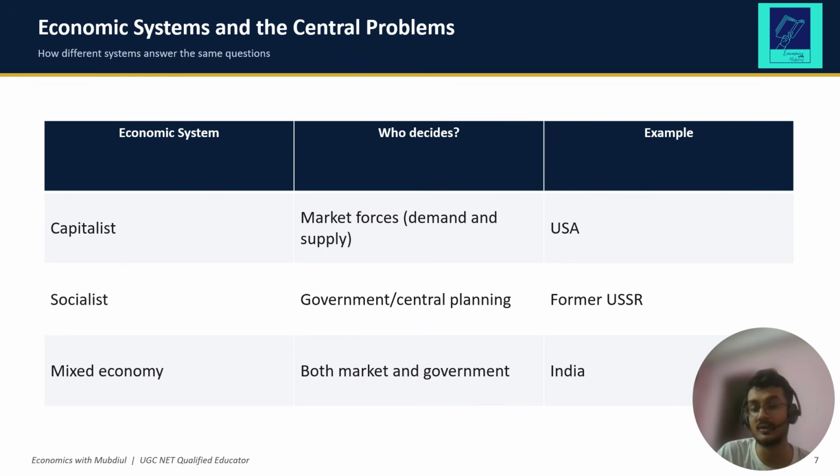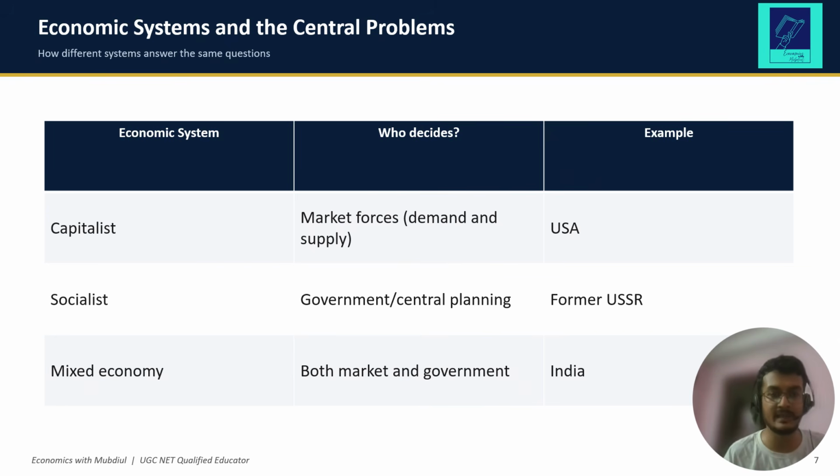Now we have studied all the three central problems, but here is another important question. Who actually makes these decisions? The government, businesses, consumers? The answer depends on the economic system. Different countries answered them differently, and that's because they follow different economic systems. Let us understand them one by one.